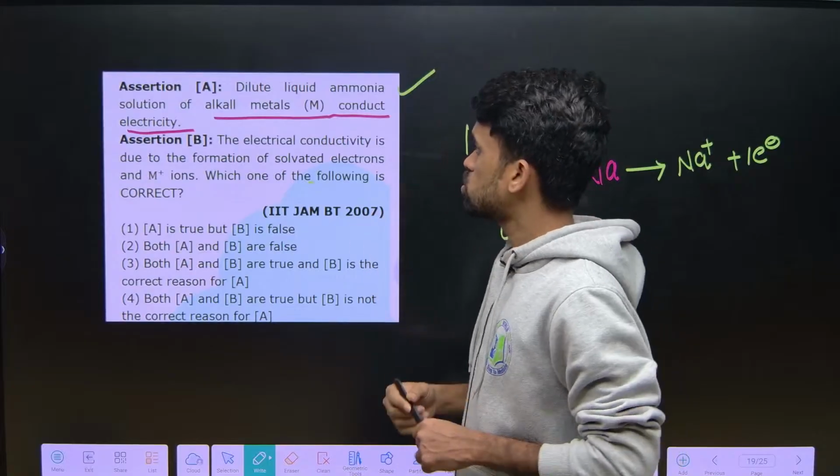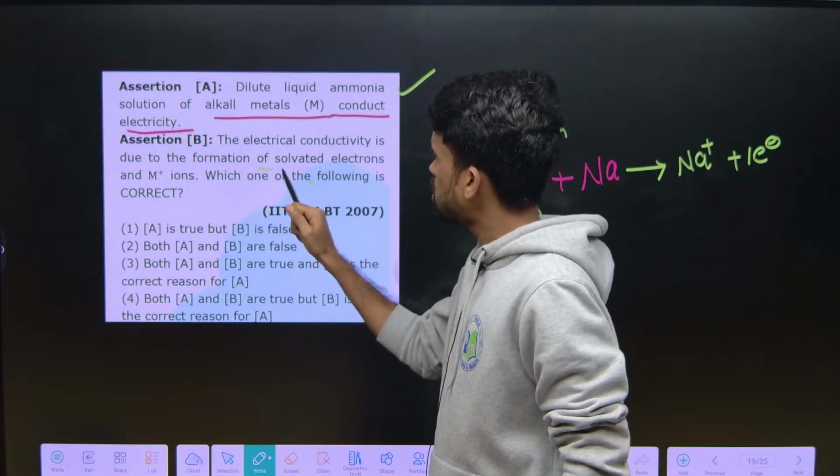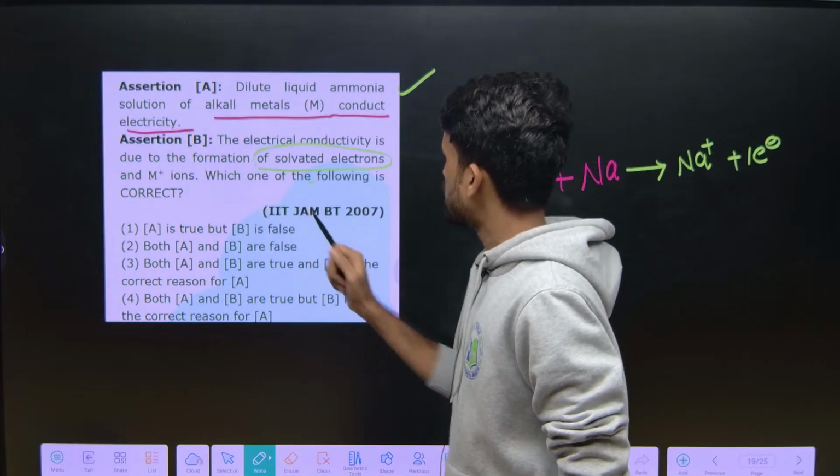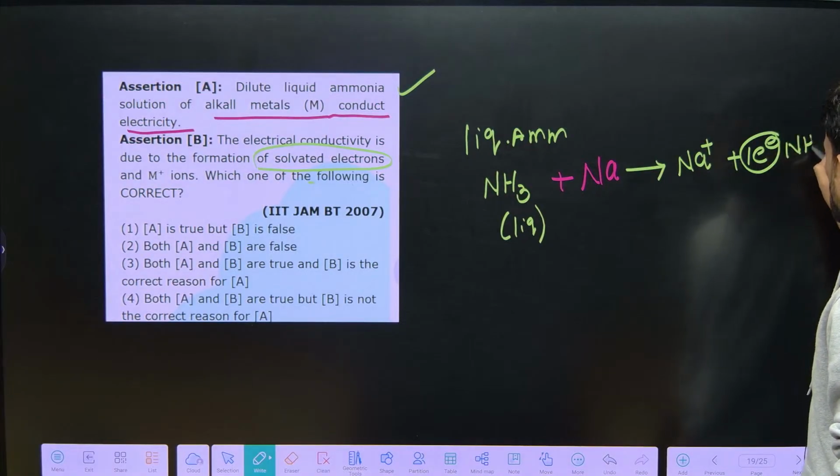Why, I will tell you. So the reason also, just listen here. The electrical conductivity is due to the formation of solvated electrons. Yes. So whatever electron is formed here, around this we will be having ammonia.